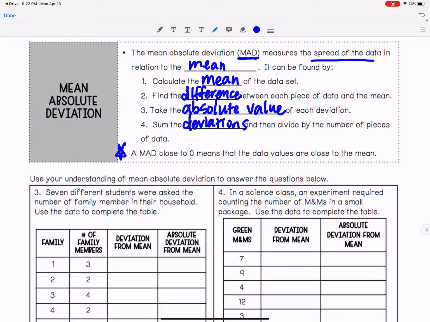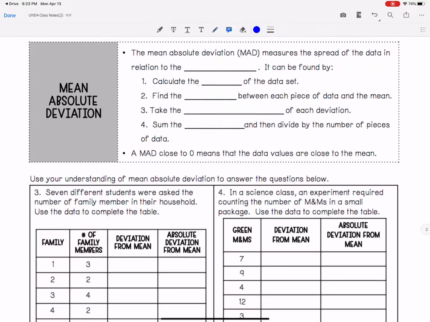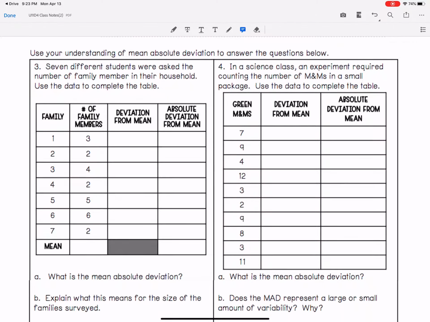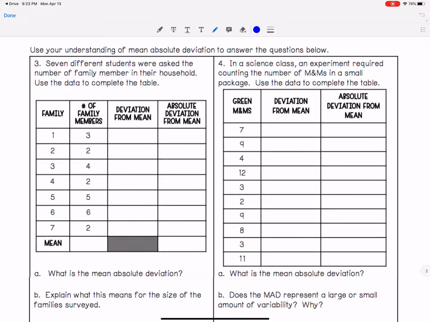Okay, so it says, use your understanding of mean absolute deviation to answer the questions below. So the question number 3, let me scroll down just a little bit, and I'll be coming back up maybe to look at our steps that we need to do. So it says 7 different students were asked the number of family members in their household. Use the data to complete the table. So it looks like 7 different families were asked to fill out some data. They were all questioned: what is the number of family members that you have? And they all listed out their data.